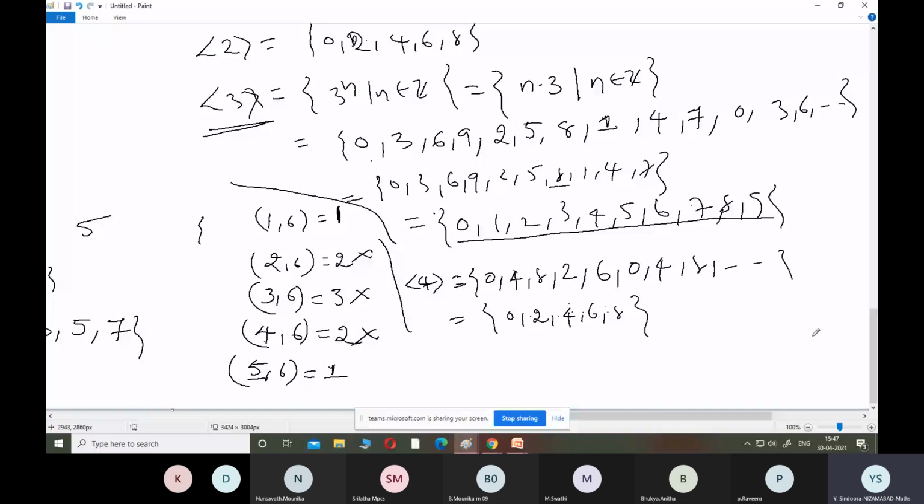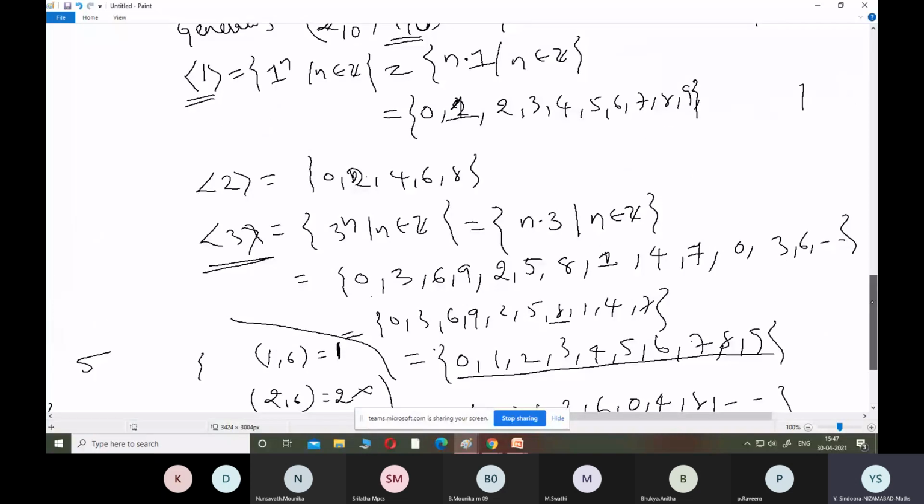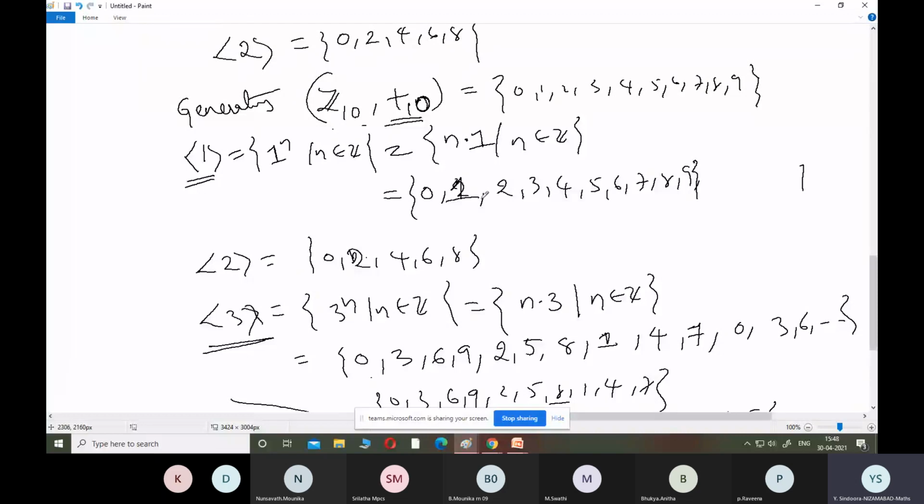Okay. So remember, whichever are relative primes, they'll become generators. Always remember that. 1 is a relative prime to Z10. That is why 1 is becoming a generator. We have seen already. Okay. 2, is it a relative prime to Z10? No, that is why it is not a generator. 3, is it a relative prime? Yes, very good. That is why it is a generator.